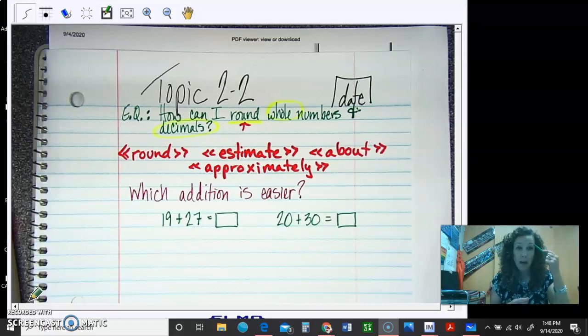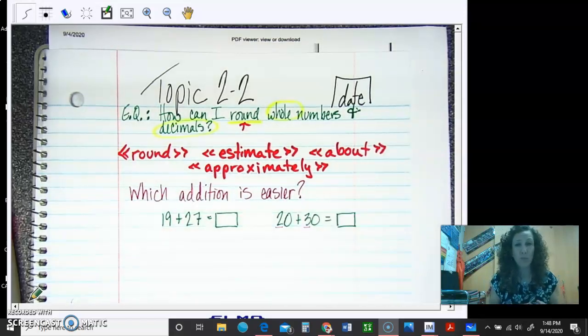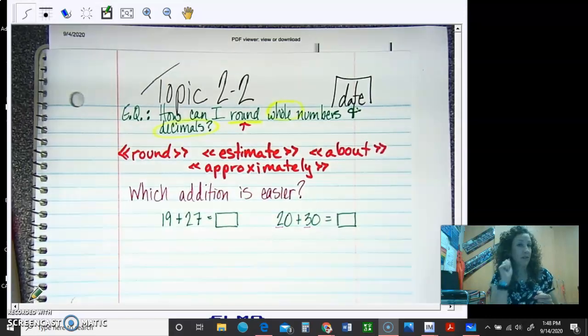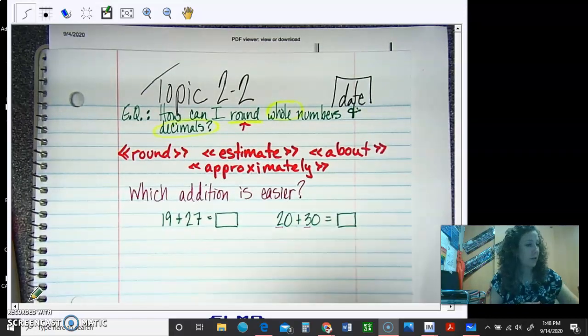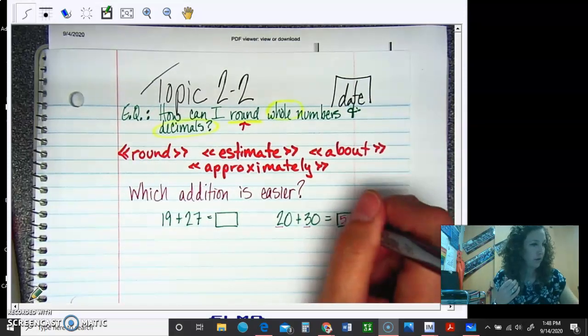Well, in my brain, the one that's easier to do is this one. Because 2 plus 3, super easy, right? 2 plus 3 is 5, and then you just throw the 0 on, right?